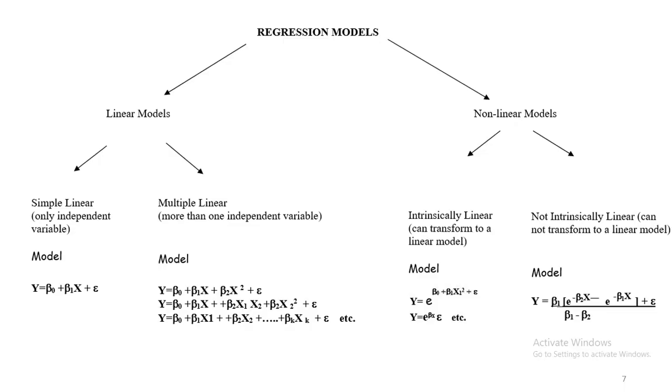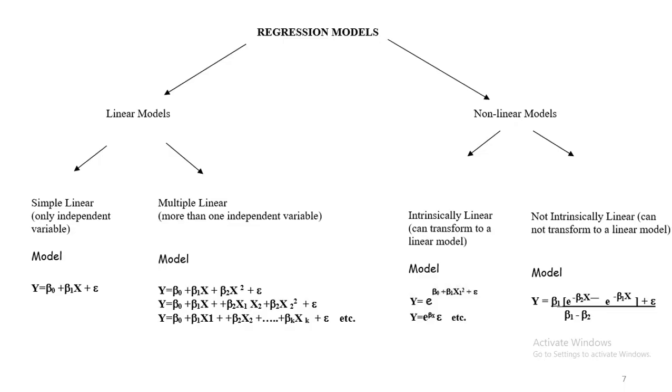You can see how the simple linear model looks: y is equal to beta naught plus beta 1 x plus epsilon. For the multiple linear models, it could be y is equal to beta naught plus beta 1 x plus beta 2 x squared, or y is equal to beta naught plus beta 1 x1 plus beta 2 x1 x2 plus beta 3 x2 squared, or something like y is equal to beta naught plus beta 1 x1 plus beta 2 x2 plus up to beta k xk, and so on. There are more in the list.